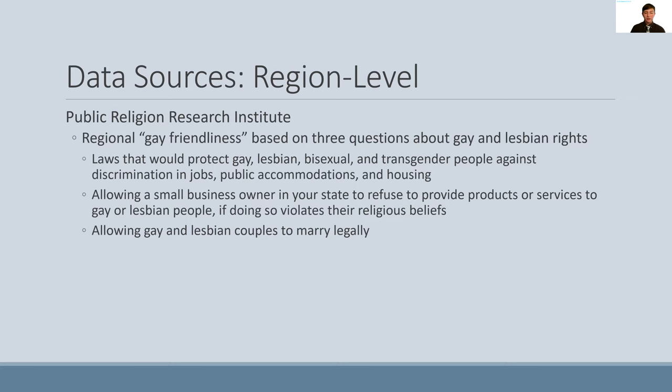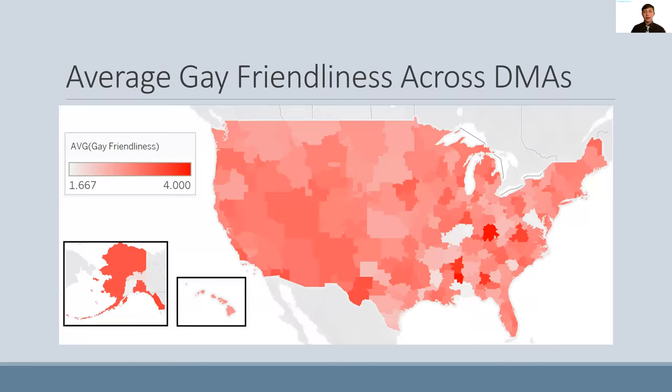So I aggregated these values into designated market areas, or DMAs, to create this map of regional gay friendliness. It goes on a scale of 1 to 4, with 4 being the most gay friendly. We also picked designated market areas because they cover the whole country and they are broken down by which media different regions get. And if a region is getting all of the same media, there is reason to believe that they may have things like attitudes in common.